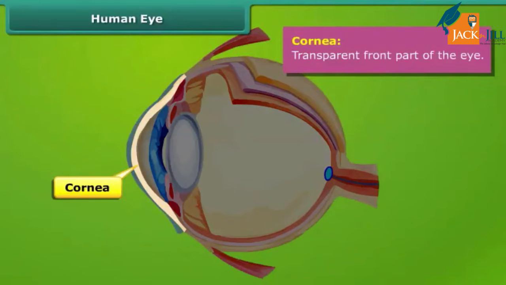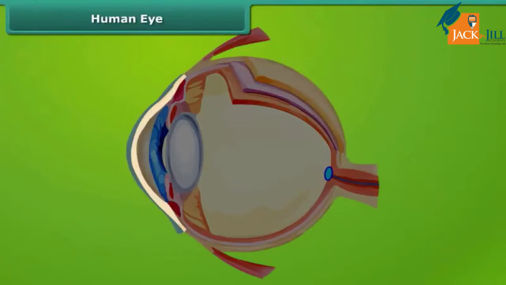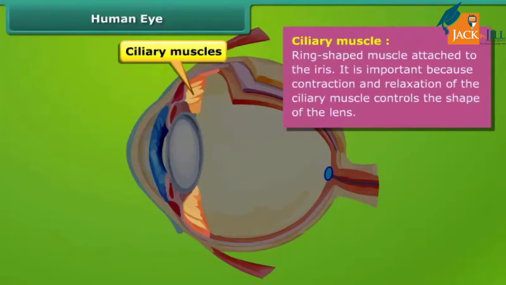Cornea. It is the transparent front part of the eye. It does not have blood vessels. Ciliary muscles. These are ring-shaped muscles attached to the iris. The contraction and relaxation of ciliary muscles control the shape of the lens.